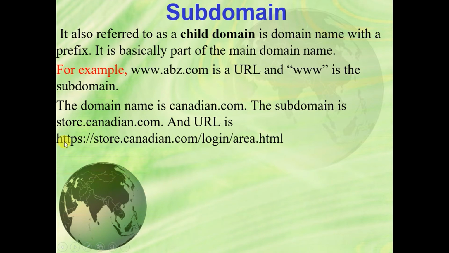The domain name is canadian.com. For example, this address, store.canadian.com/login/area.html, is the complete URL address. And what is the domain name? Canadian.com is the domain name. And what is the subdomain name? Store.canadian.com is a subdomain name. Okay, that's right.